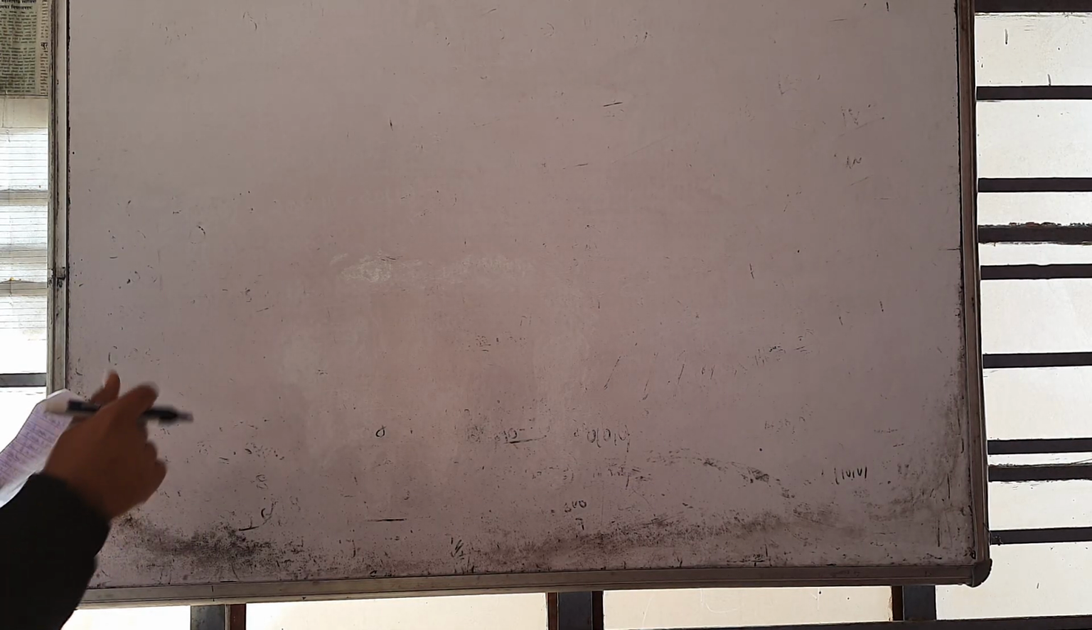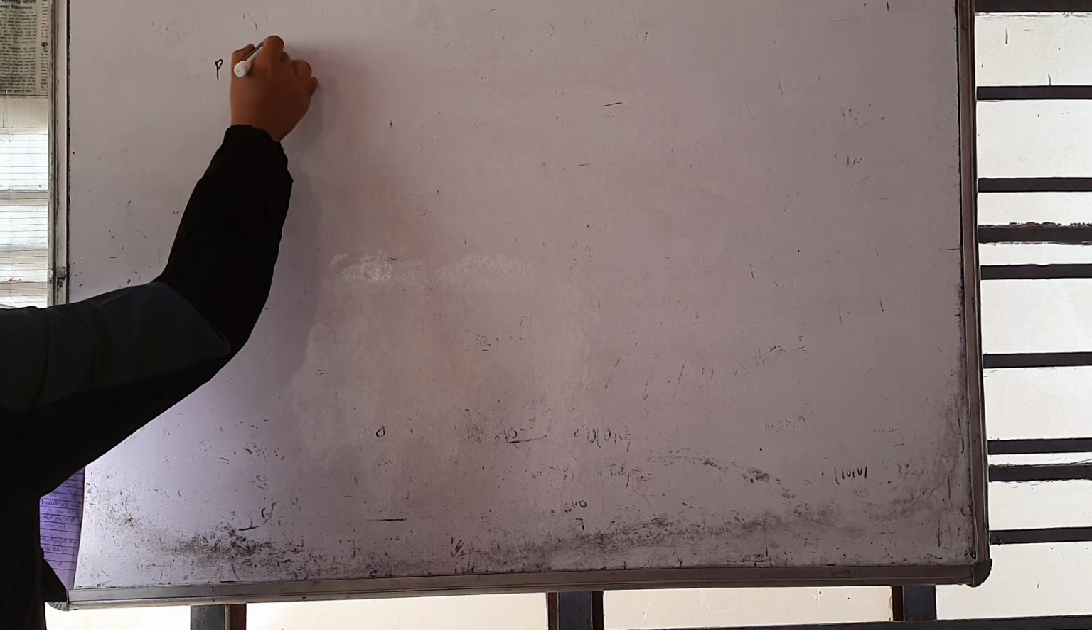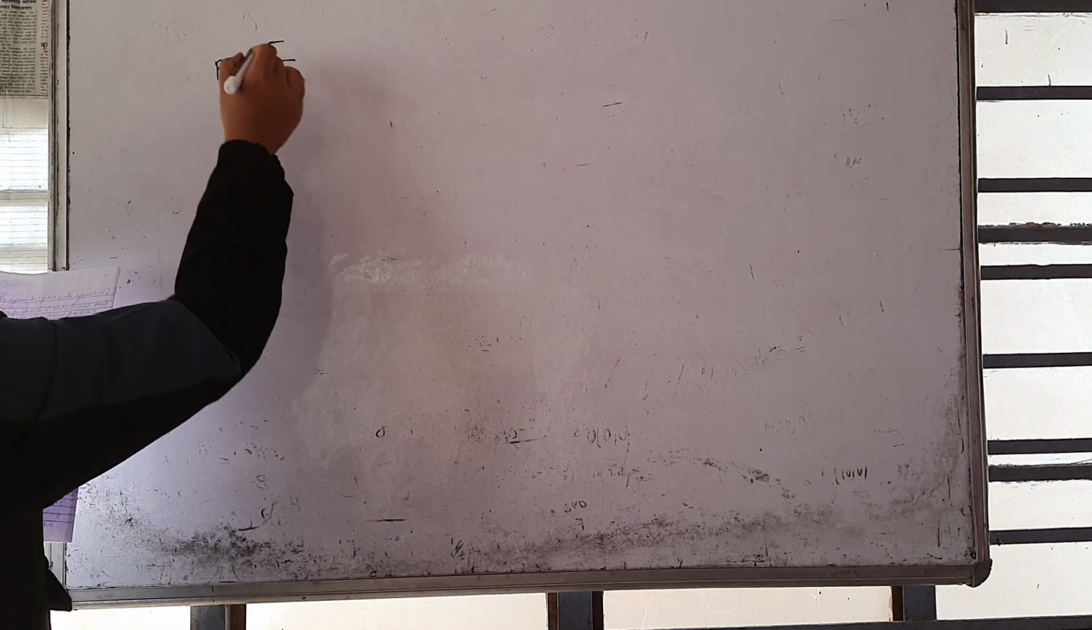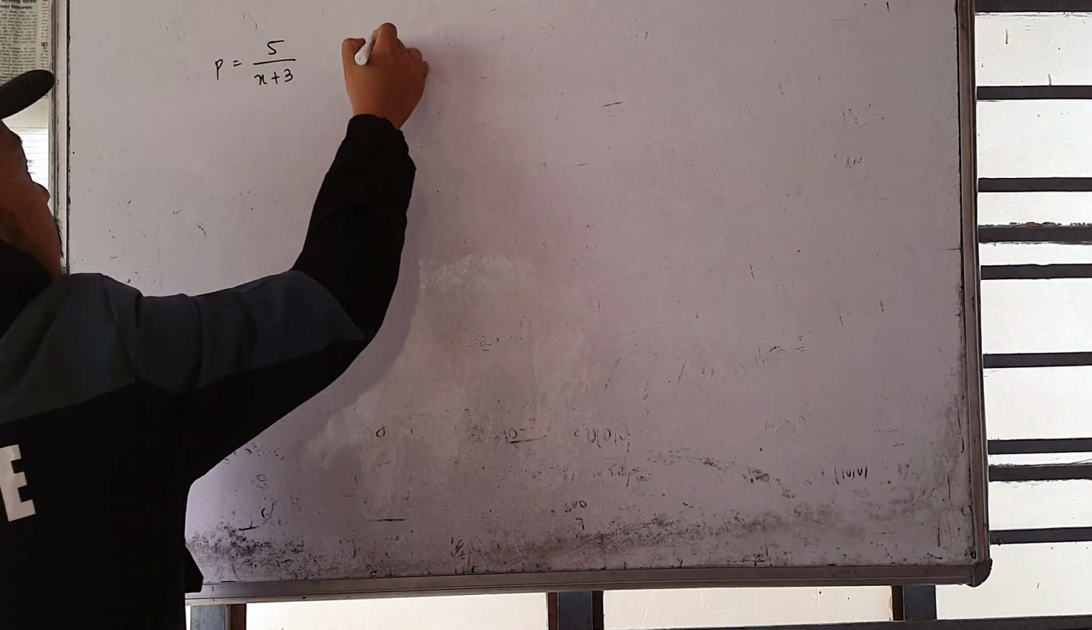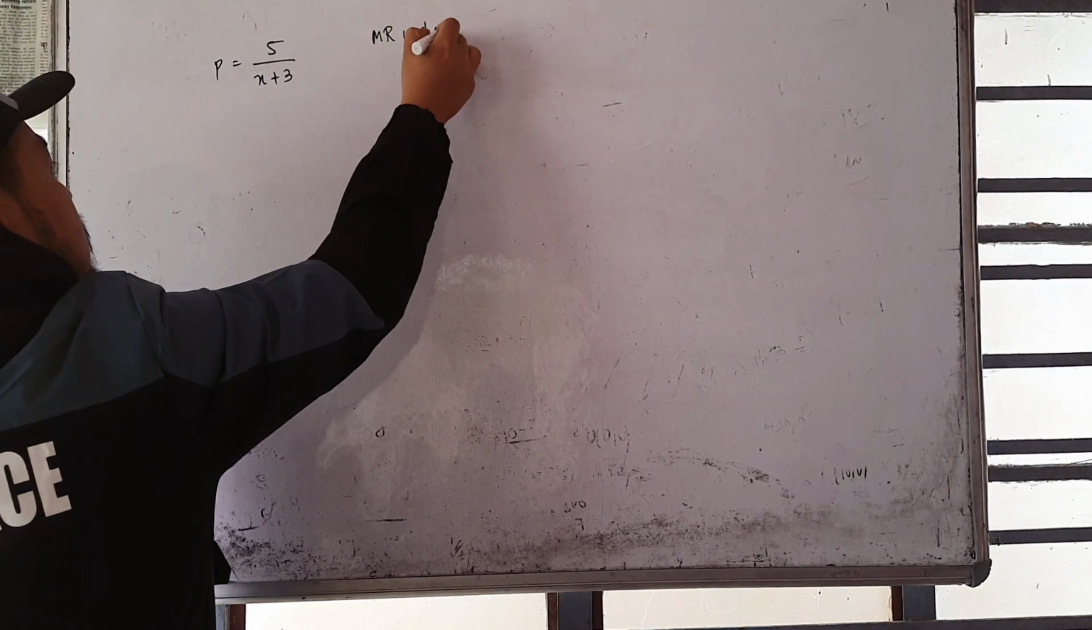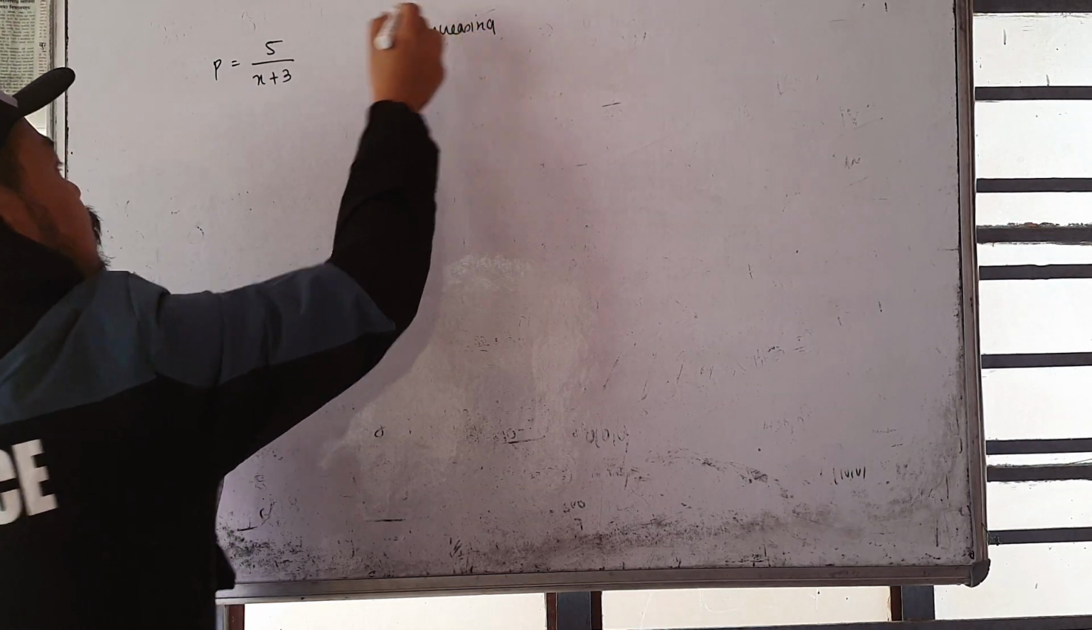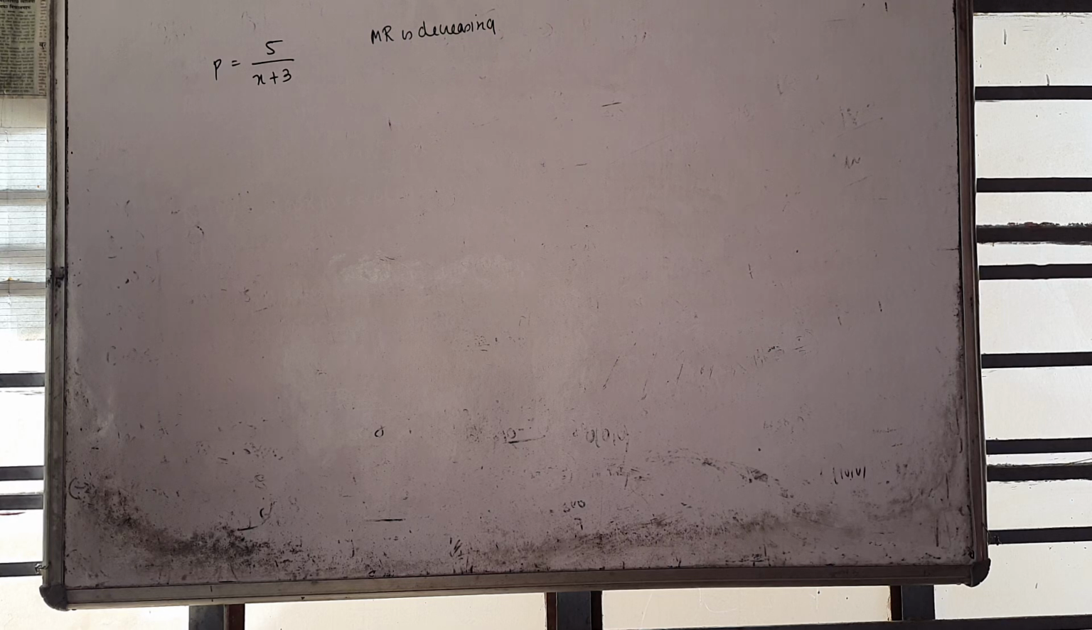Okay, question number 12. The demand function P equal to 5 divided by x plus 3. It's a 2-mark question. Show that MR is decreasing. Can you tell me how do you show that a function increases or decreases? Anyone? Yes. You differentiate. If the derivative value is positive, we say it's increasing. If it's negative, then we say it is decreasing. Is it clear?